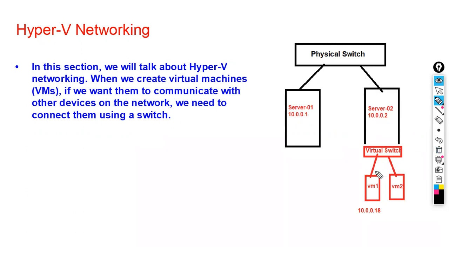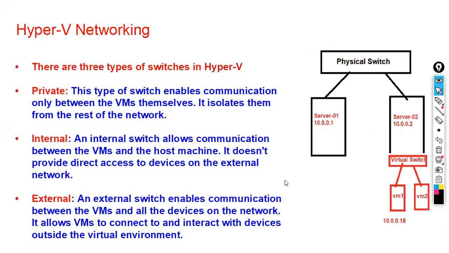So to make these virtual machines communicate with the other devices, we need to connect these two virtual machines to a virtual switch. All right. So we need to create a virtual switch here. Then we will connect these two virtual machines to this virtual switch and they will communicate with the other devices. There are three types of switches in Hyper-V. We have private switch, internal switch, and external switch.